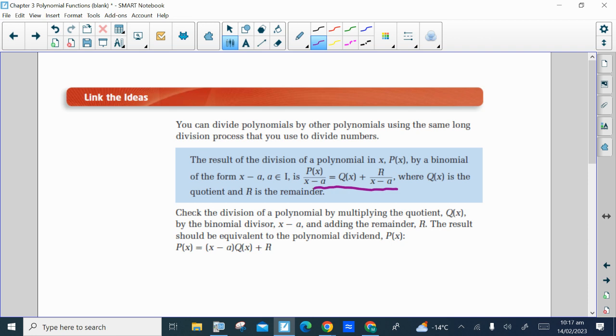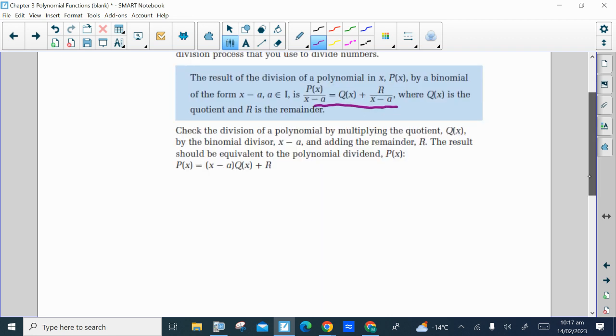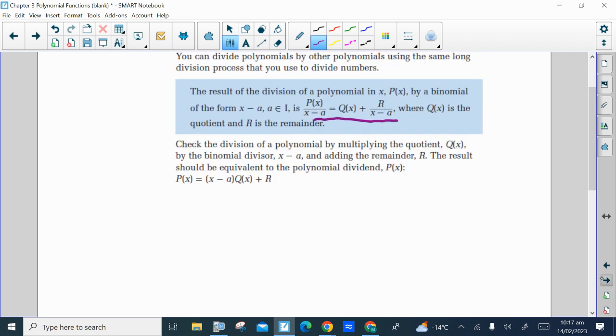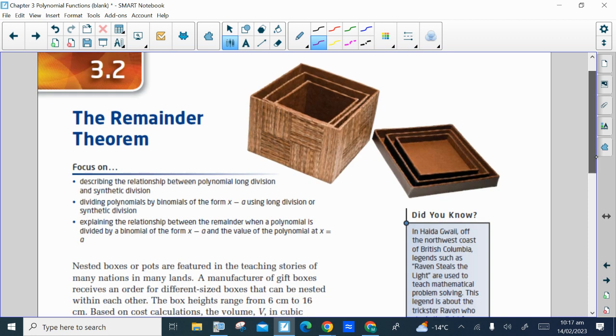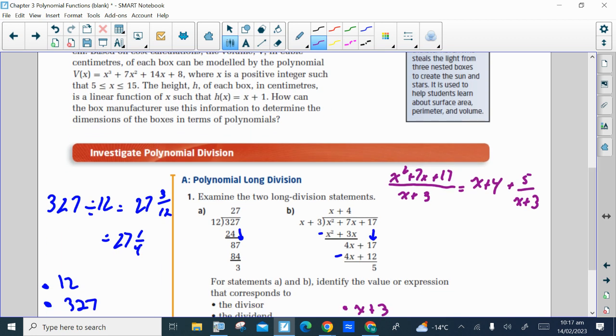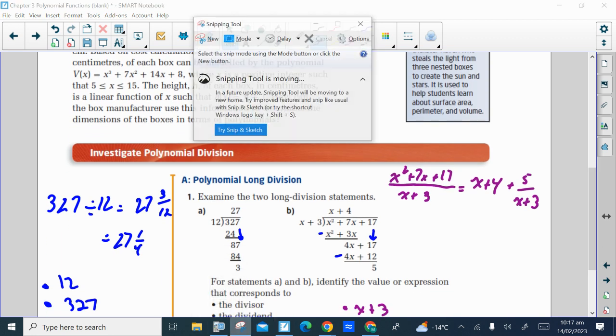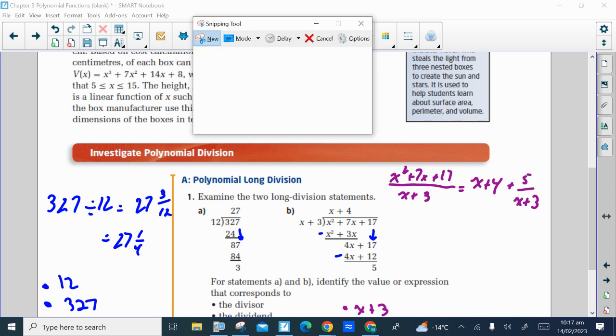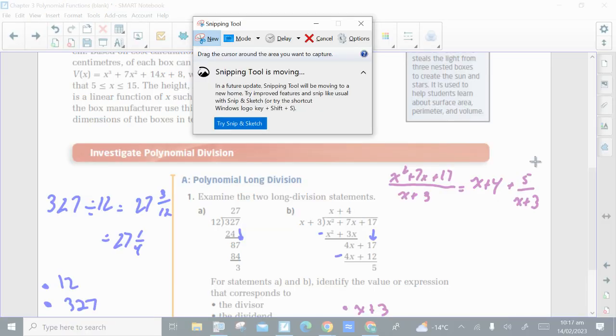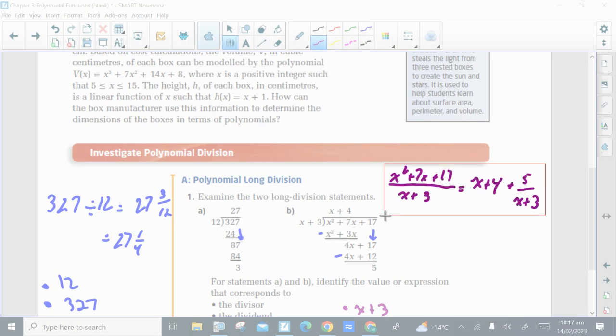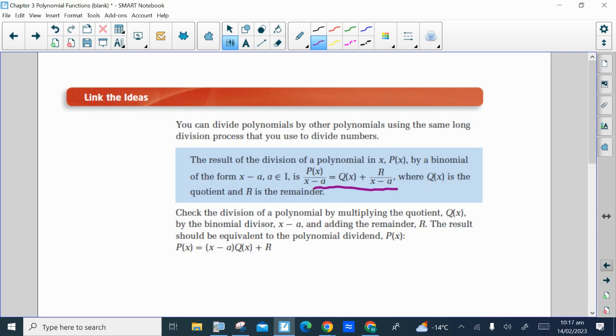Now you can check the division of a polynomial by multiplying the quotient q at x by the divisor x minus a and adding the remainder. The result should be equivalent to the polynomial p at x. So just to show you that that works, let's go back to the previous page. Let's take that division statement there. Let me copy and paste that statement onto the next page.